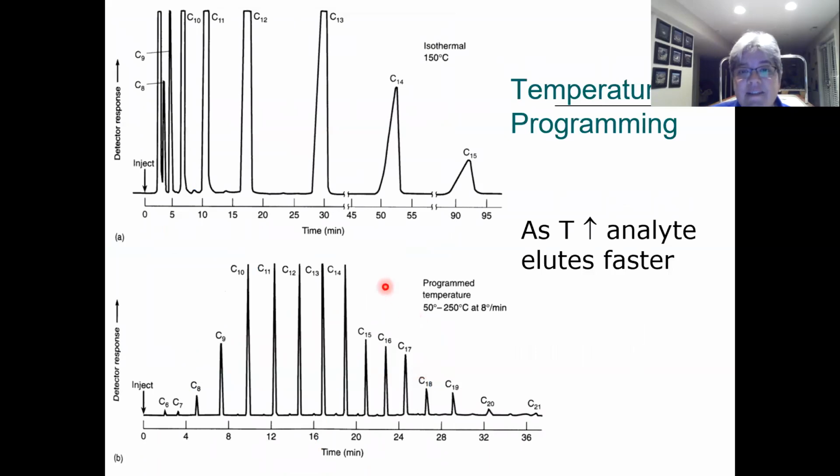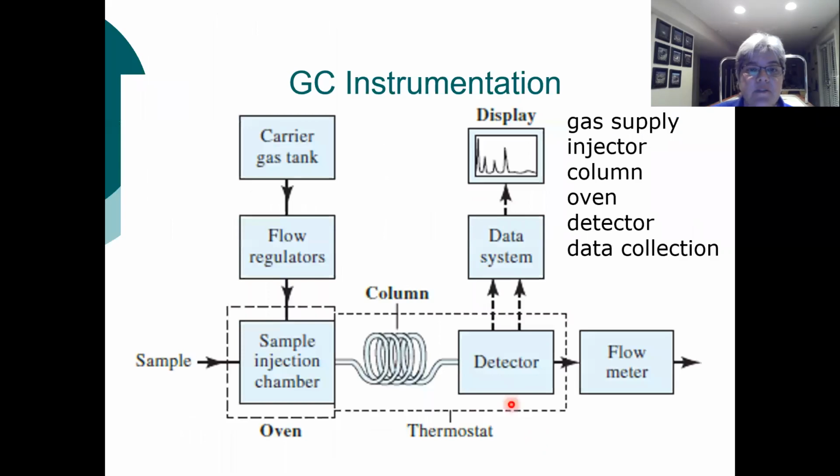This slide shows the exact same thing. Again, they did isothermal at 150. Notice very poor resolution and some peaks take an hour and a half to come out. Okay, now we did temperature programming. We started at 50, slowly increased to 250, and notice all of these peaks coming out. Good, beautiful resolution, 36 minutes. Okay, so that's temperature programming.